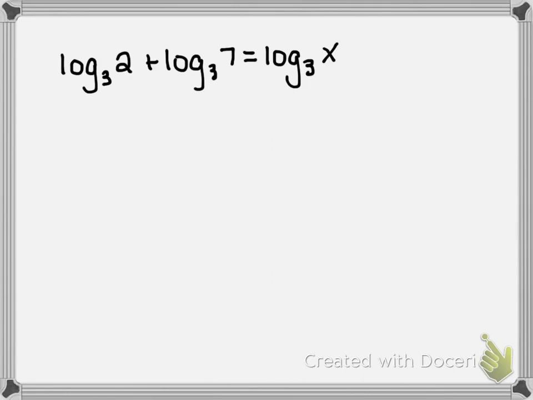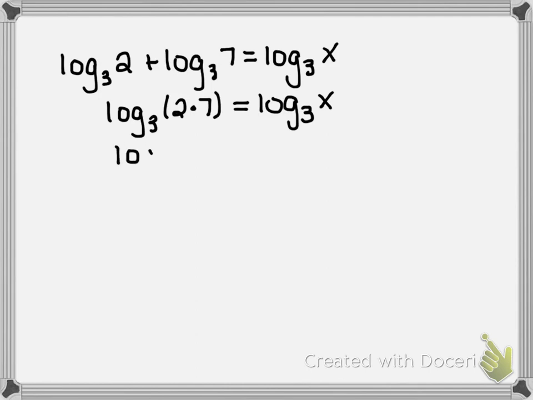On the left side we have two separate logs and they are separated by addition. And so in order to put them back together inside of a single log, that means that those two numbers must have been multiplied together. So this would be the first property, but we're using it in reverse to condense. And that means that we have log base 3 of 14 is equal to log base 3 of x.